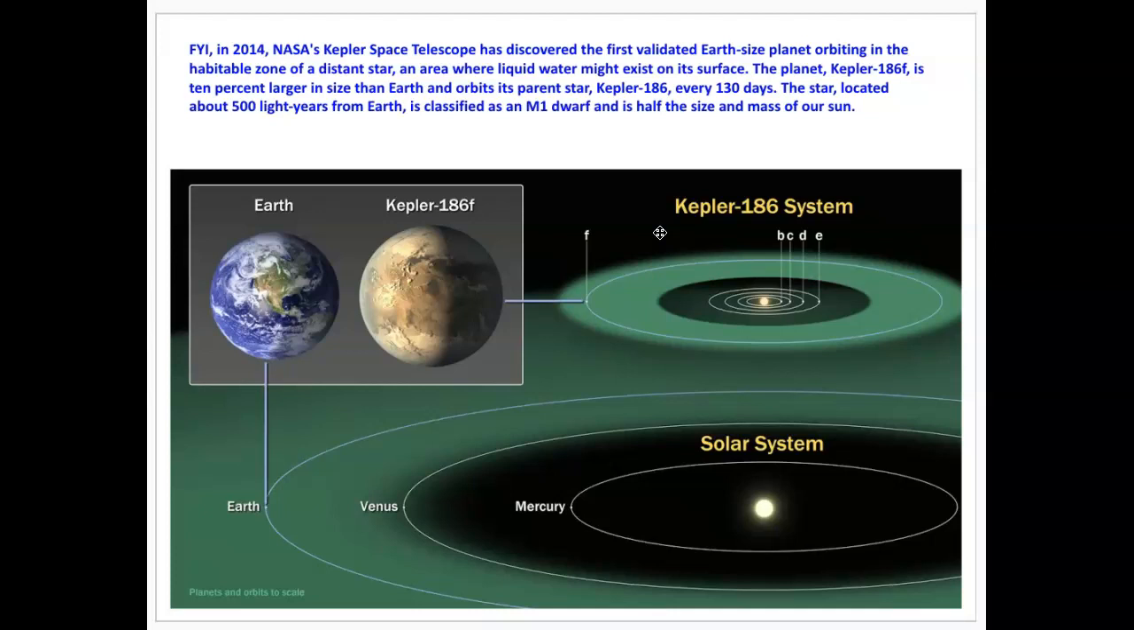And the star is smaller than our sun. However, it is within the Goldilocks zone. But because the star is smaller, potentially the temperatures could be much cooler on this planet. But they do think that potentially it could have liquid water on it, and it's the first planet that we found that is similar in size to Earth.